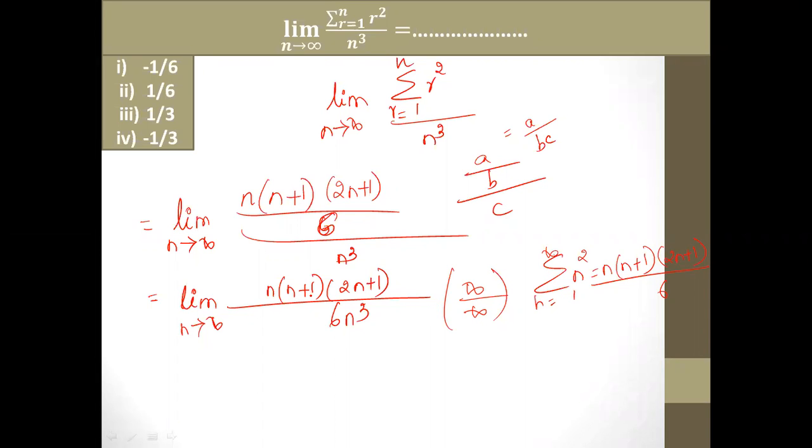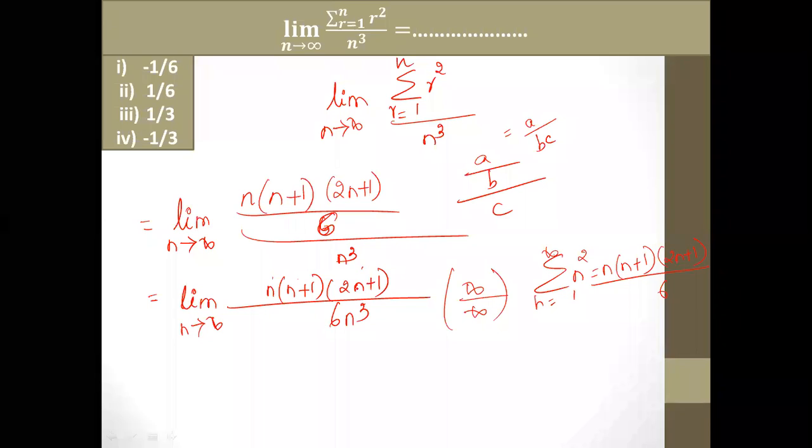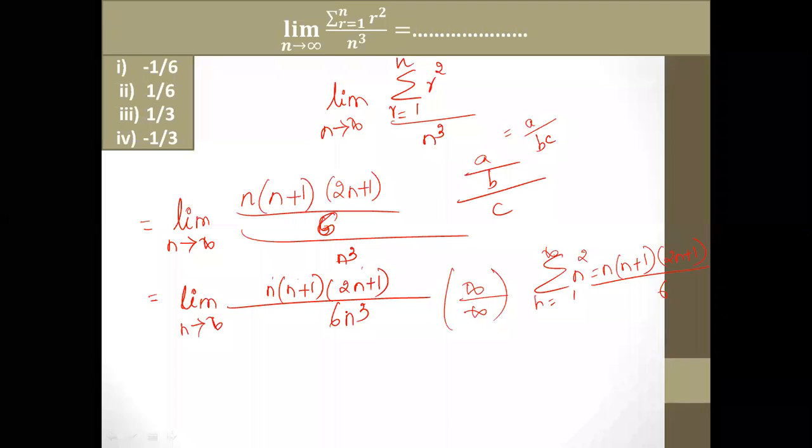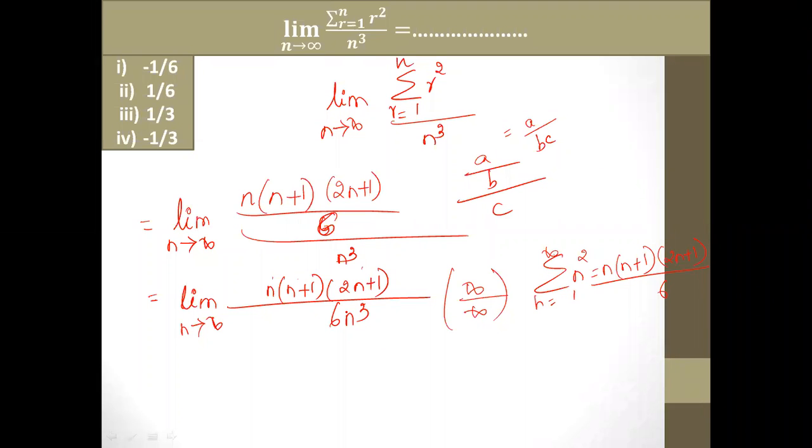So where does the problem lie? In the denominator, we have n cube. Whenever you have this kind of problem, what you have to see is the highest degree. What is the highest degree of n over here? It is 1, 1, 1. Here it is n cube. So if I cancel n cube, maybe my infinity by infinity form will be changed.